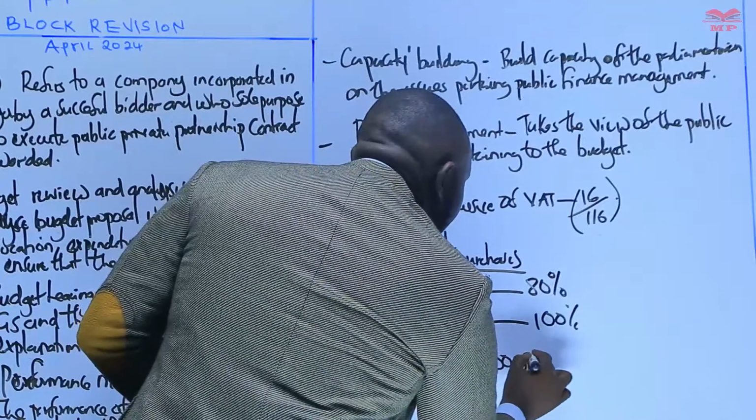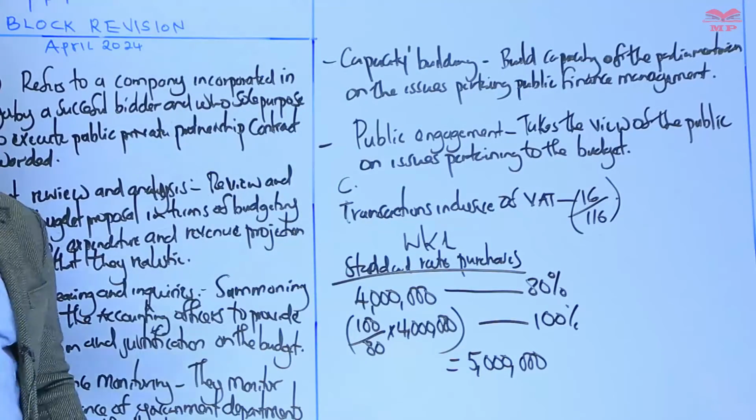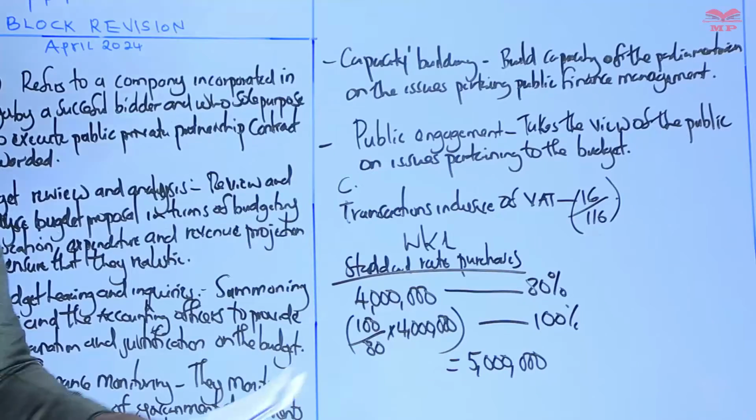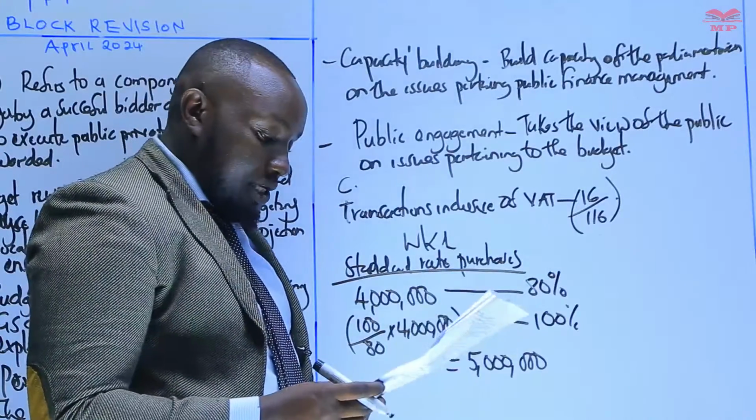So we have the understated figure, which is 4, then you add the understatement, but we just have it as a whole as 5 million. This is where we are going to claim VAT.